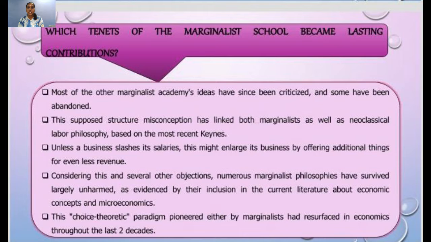This conception linked both marginalist as well as neoclassical labor philosophy based on the most recent gains. Unless a business slashes its salaries, it might enlarge its business by offering additional things for even less revenue. Even some areas of business nowadays are characterized by pure competition.